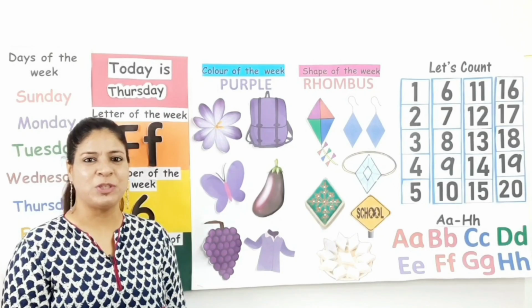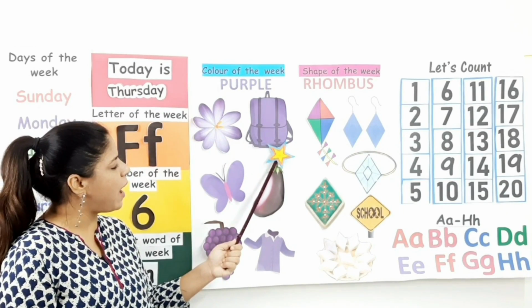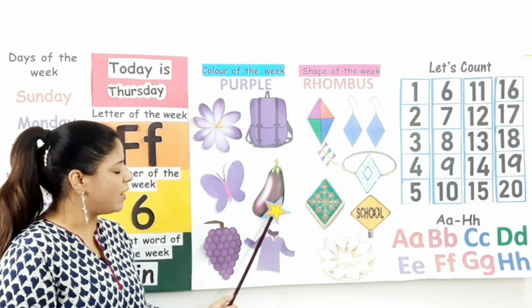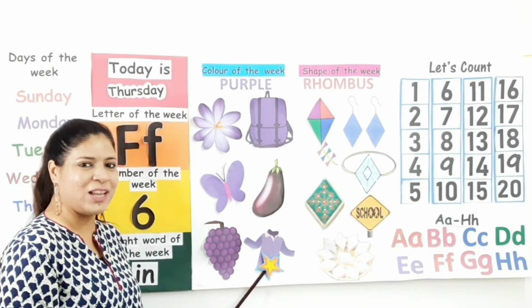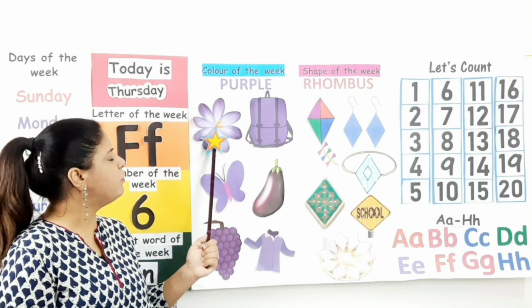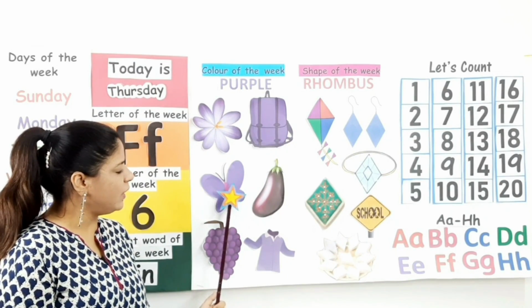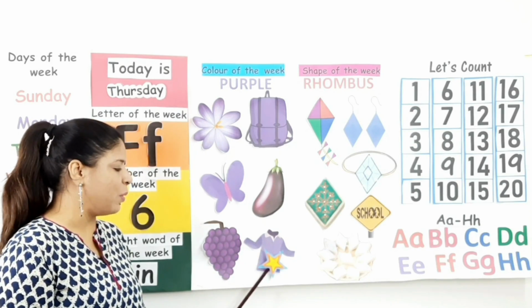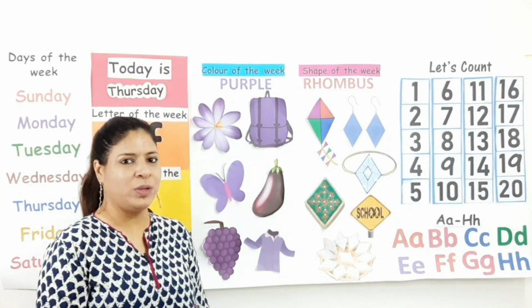Now let's see the pictures. Purple flower, purple bag, purple butterfly, purple eggplant, purple grapes, purple raincoat. Now say along with me. Purple flower, purple bag, purple butterfly, purple eggplant, purple grapes, purple raincoat. Good job.